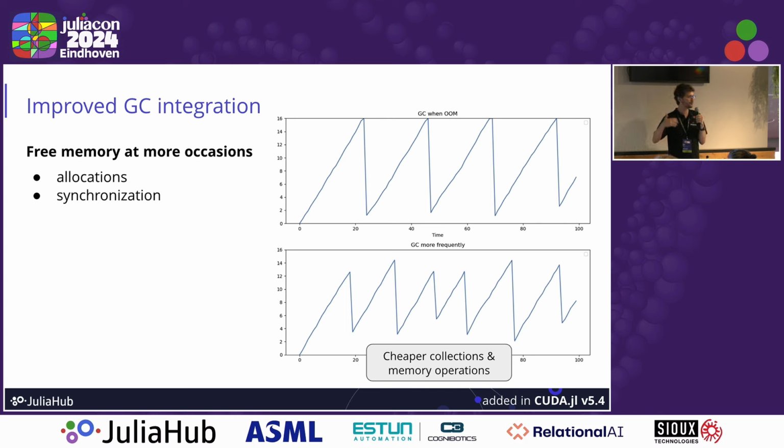We now will free up fewer amounts of memory, but we'll do it much more quickly. And this is better on the Julia GC, because the GC times will be shorter, and it's also better on the CUDA allocator, because it will have to do much less work on defragmenting and compacting its memory heap.